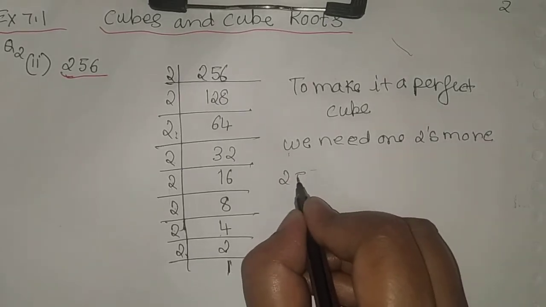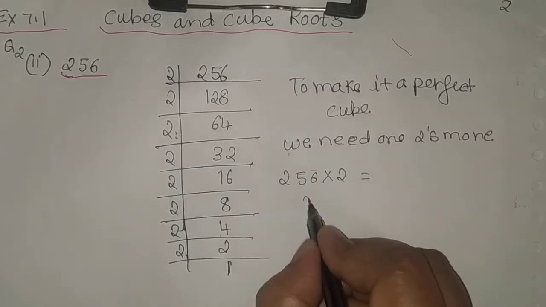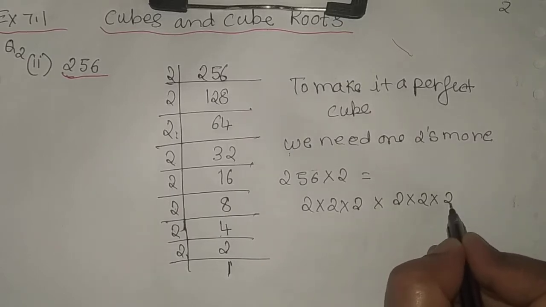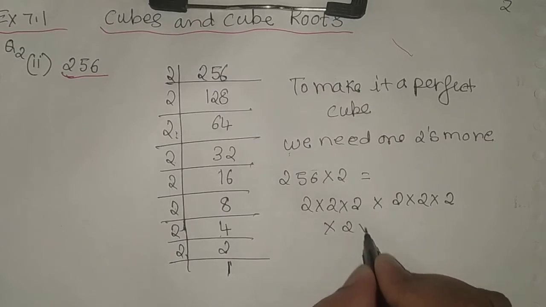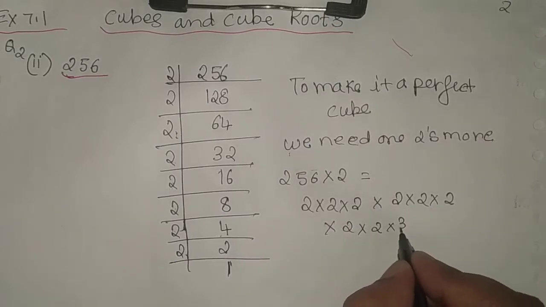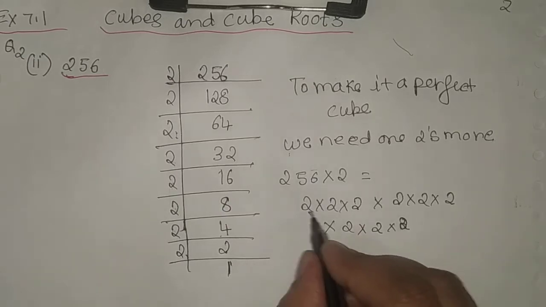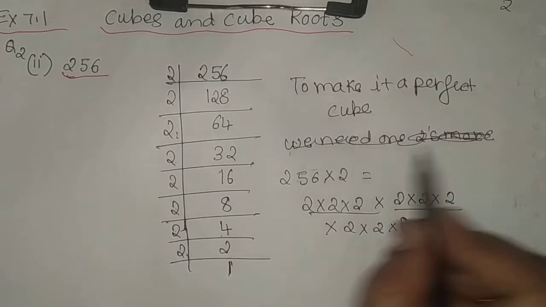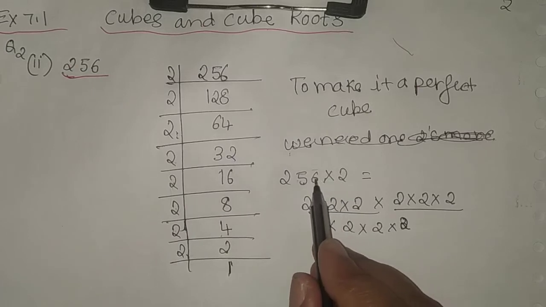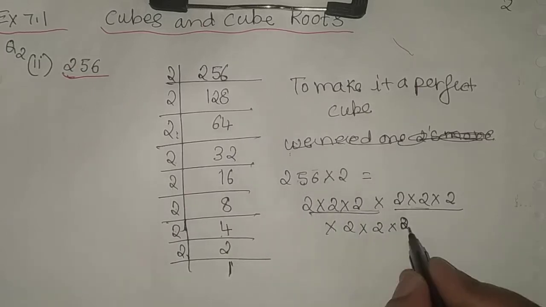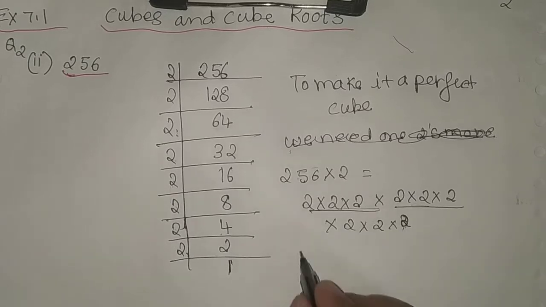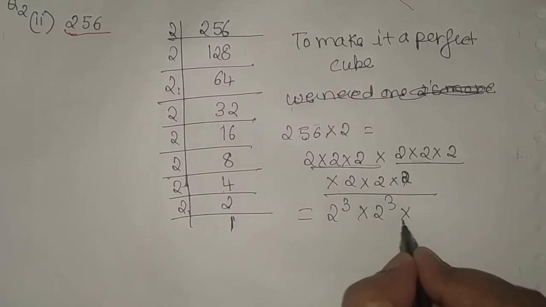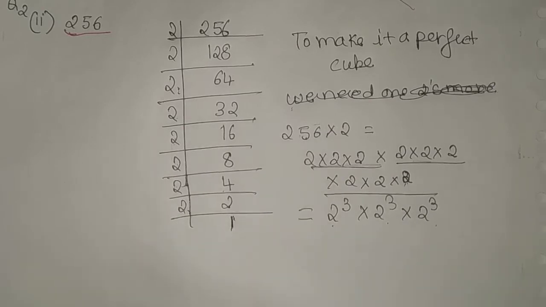So what happened, that is 256 into 2 is equal to 2 into 2 into 2 into 2 into 2 into 2, again 3 threes, 3 sixes, 9 we have to get. 2 into 2, see, this is one group. What is the meaning? It means 256 should be multiplied by 2. So 1 two is required. That's all. So add 1 two, then this will become 2 cube into 2 cube into 2 cube, that is 3 groups of 2 cubes.